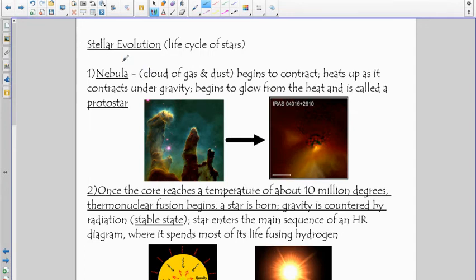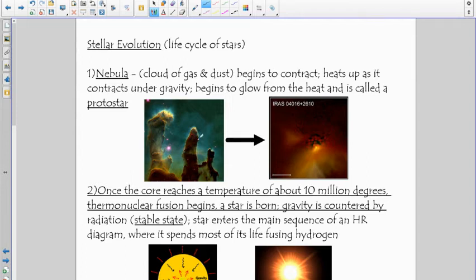So when we talk about stellar evolution, again, we go through the progression from a nebula all the way to the end of a star's life. A nebula is just a huge cloud of gas and dust in space. These are called the pillars of creation, and these are clouds that are many light years across. They're huge clouds, and embedded in these clouds, you find stars that are being born. So you can see these bright dots inside these clouds.